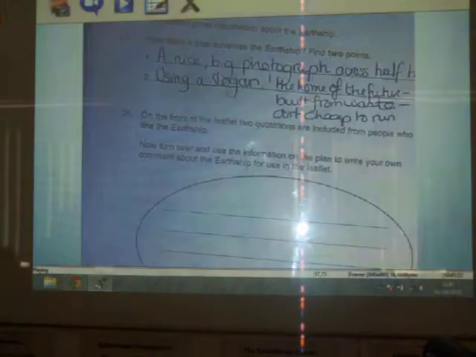I've seen one of these kinds of houses built. Did any of you used to watch Grand Designs on Channel 4? They show you these kinds of houses. People in real life making these houses and living in them, making them out of old tyres and bottles and stuff. So yes, it is possible. It's not just an advertisement. On the front of the leaflet, 2 quotations are included from people who like the Earthship. Now turn over and use the information on the plan to write your own comment about Earthship for use in the leaflet. So we have to make up our own comments based on the information they're giving us.